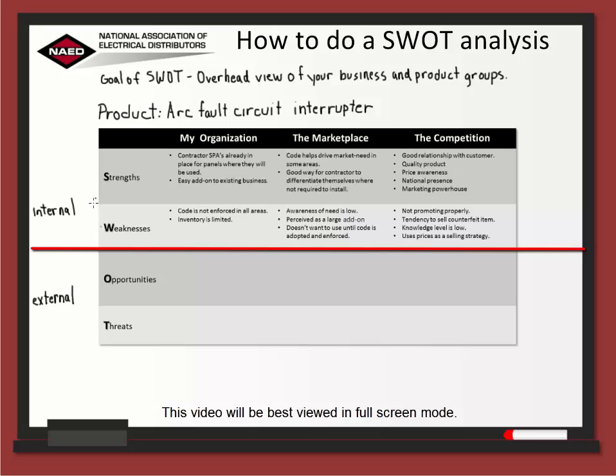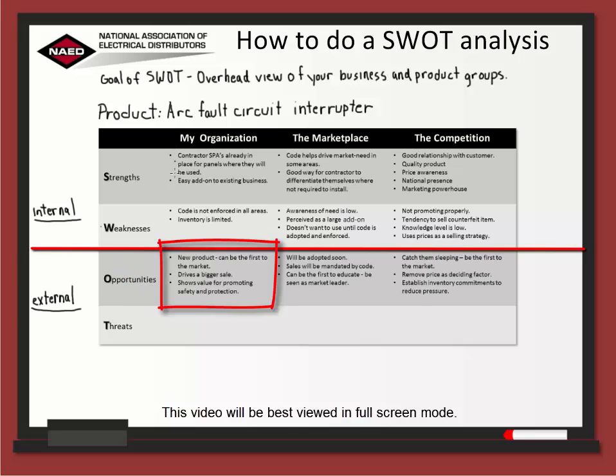So as we mentioned before, the strengths and weaknesses are usually an internal analysis. Now let's look at opportunities and threats, which are more of an external analysis. Starting with opportunities in my organization right here, what are some of the opportunities? Well, it's a new product. You can be the first to the market. You can drive a bigger sell. You can show value, like promoting safety and protection.